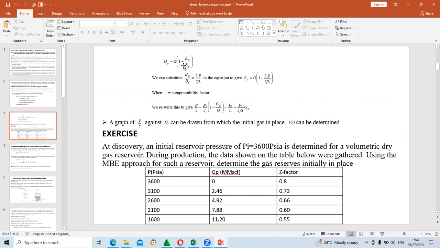I don't want to expand the PowerPoint because when I do that, my machine freezes. So I don't want to expand the PowerPoint. Now, what is the formula of formation volume factor?